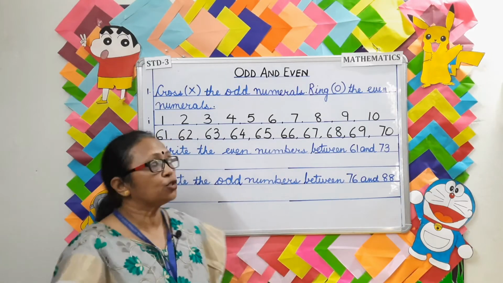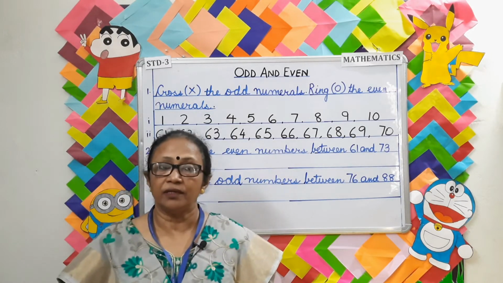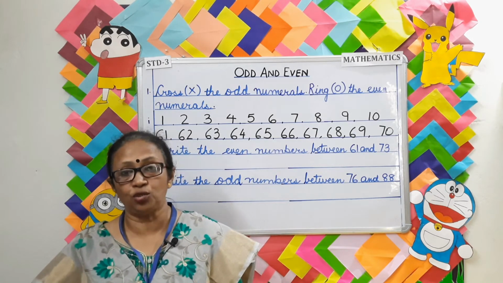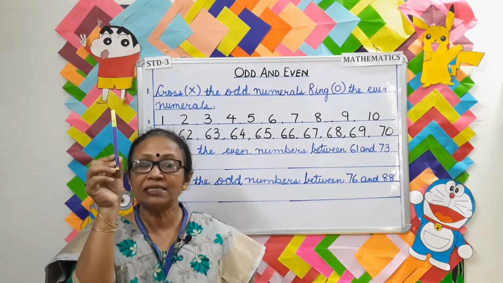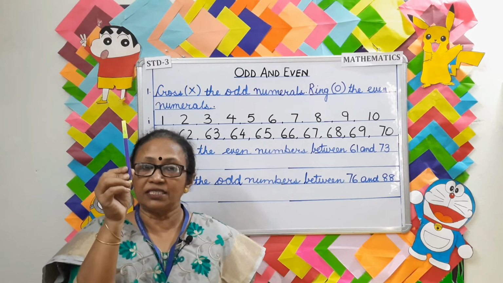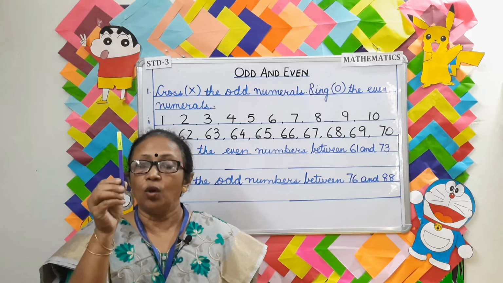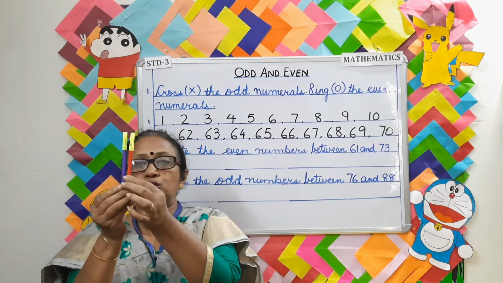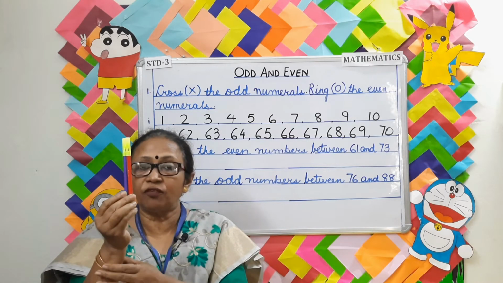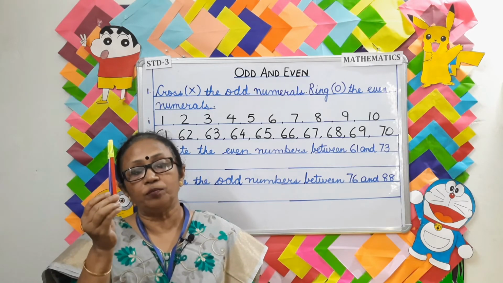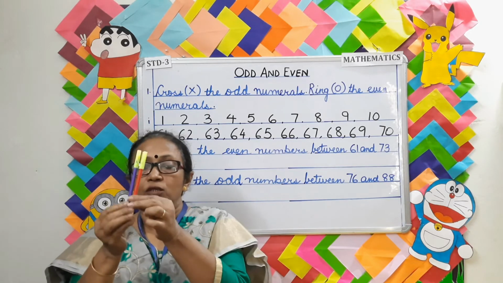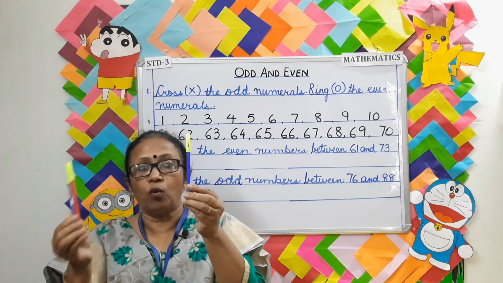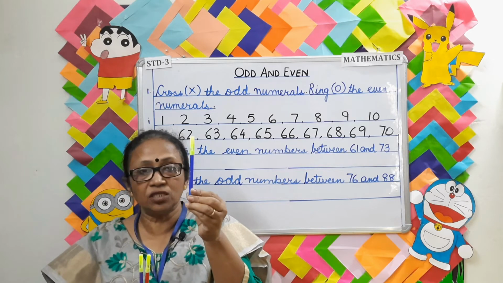Now children, let's do odd and even. You have already studied odd and even in standard 2. Now here I have one sketch pen in my hand. Does it form a pair? No, one object does not form any pair. Now I have 2. Does it form a pair? Yes. 2 objects form one pair. But if I have 1 in my hand, no, this is not a pair.